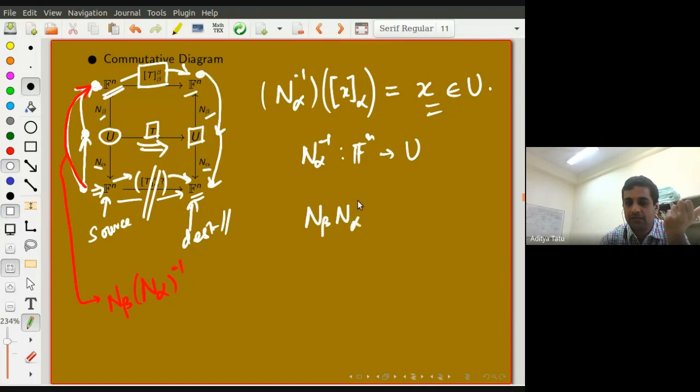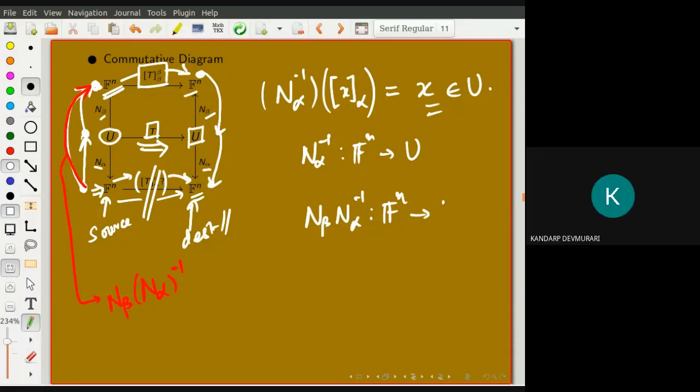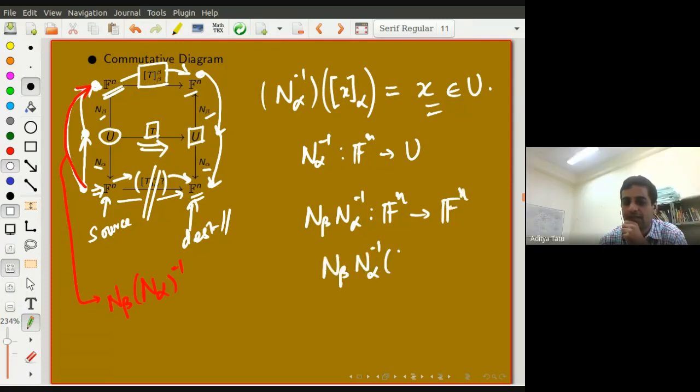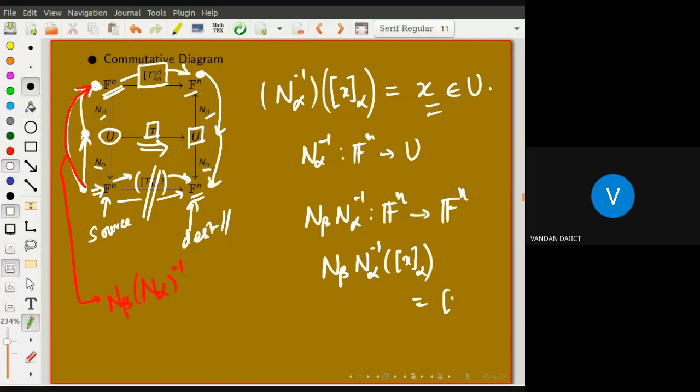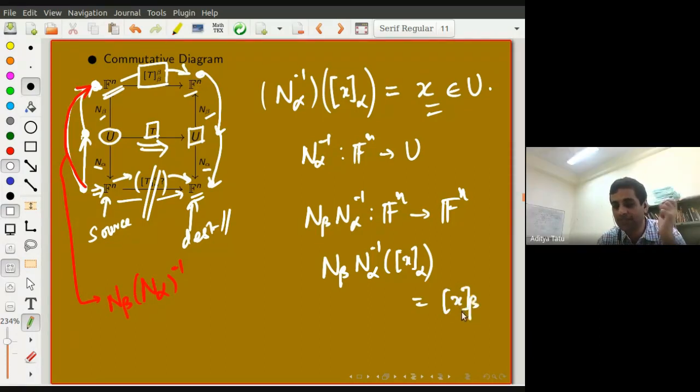But how about this? N beta, N alpha inverse. That goes from F^n to F^n. And what does this give? Let's say if N beta and alpha inverse acts on the representation of X in the basis alpha, what will this give you? X beta. Exactly. It will give the representation of the same vector X, but in the basis beta. So this, of course, is a matrix. I hope you understand that small detail here. Yes, sir.